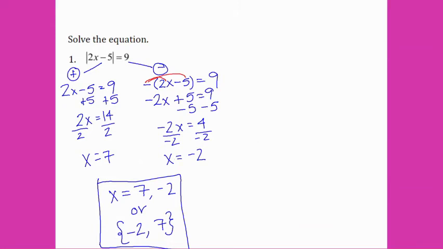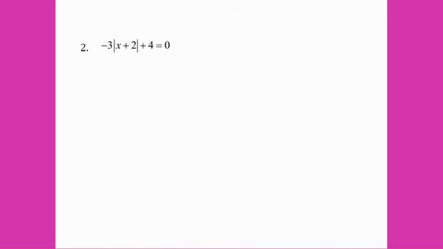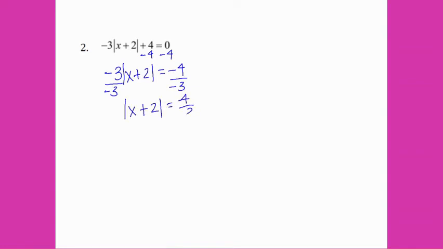Let's look at another example. This time, our absolute value is not isolated because of the +4 and the -3 out front. So we're going to start by subtracting 4 on both sides. Then dividing by -3. Now that my absolute value is by itself on the left, I can split it up into my two equations.